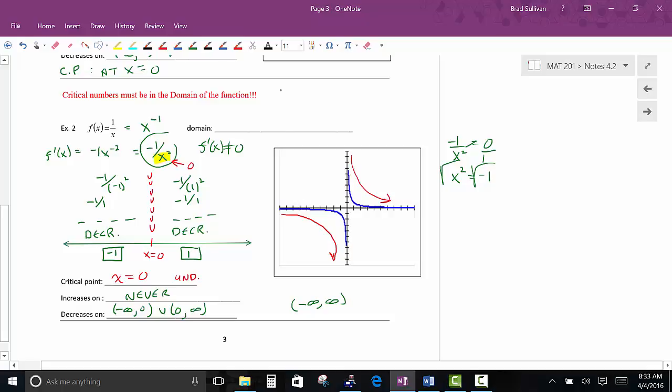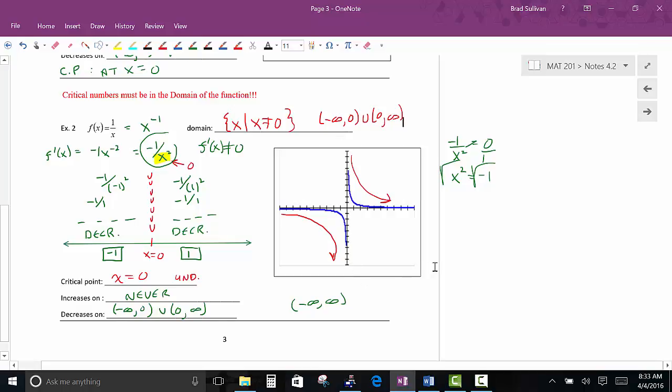Okay, now I forgot to put the domain on here. So the domain, we're just going to say set of x is not equal to 0, or you could say negative infinity to 0 union 0 to infinity. So that's an example of a vertical asymptote. That's a rational function. It's got a vertical asymptote. Okay, not differentiable. Okay, everything good so far?